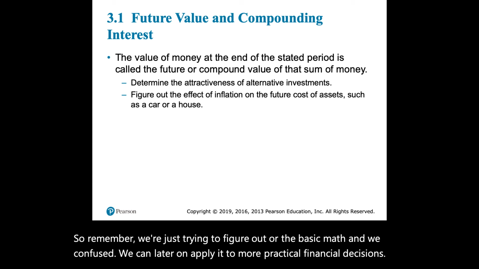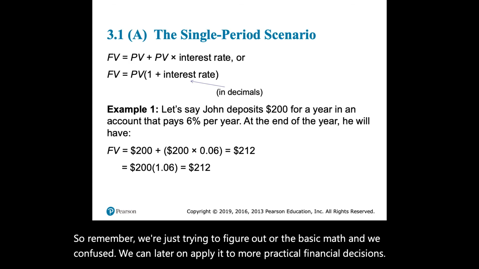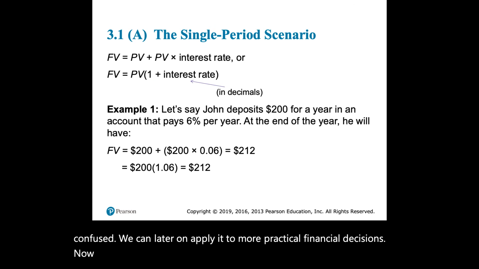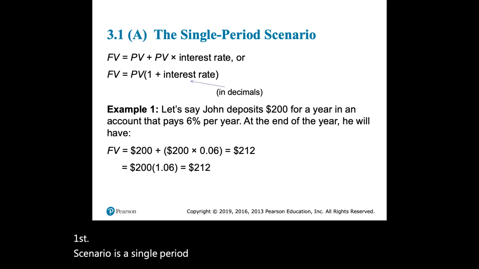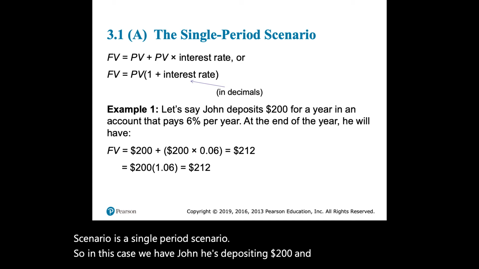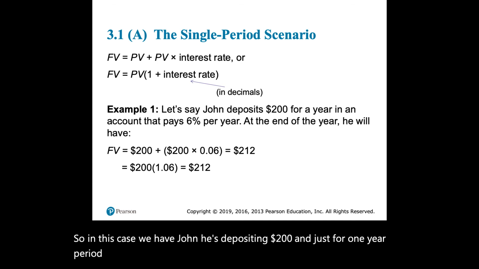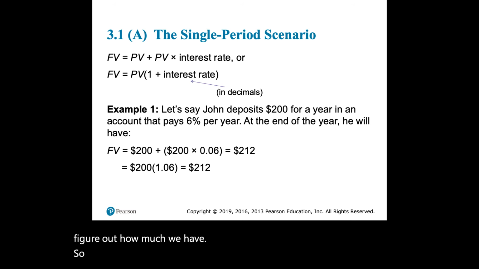Now, first scenario is a single period scenario. So in this case, we have John. He's depositing $200, and it's just for a 1 year period, and the account pays a 6% interest rate. And at the end, we want to figure out how much we have. So we have the math there for us, but let's go ahead and draw that timeline so we can visually see what's happening in this question.